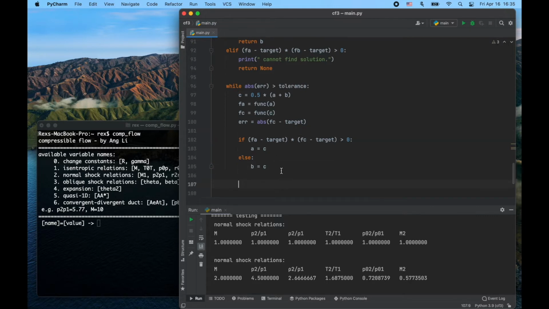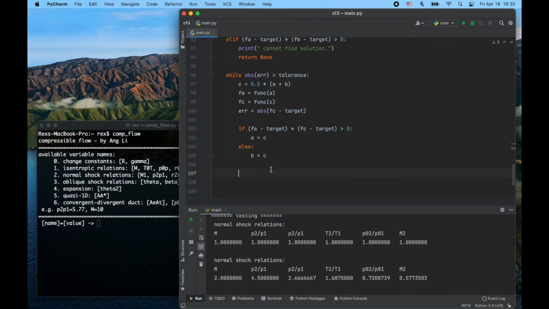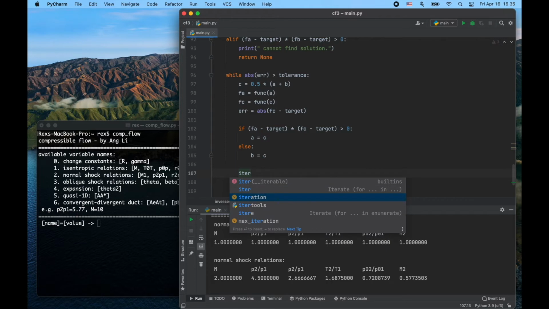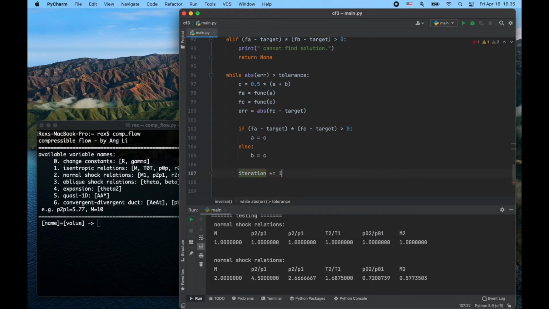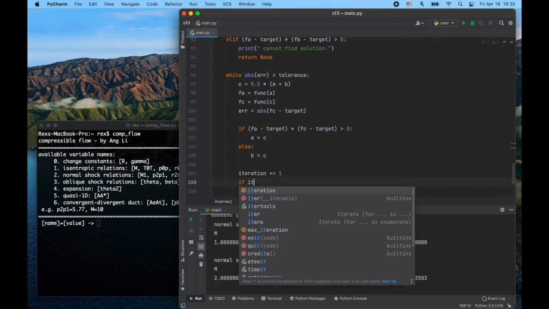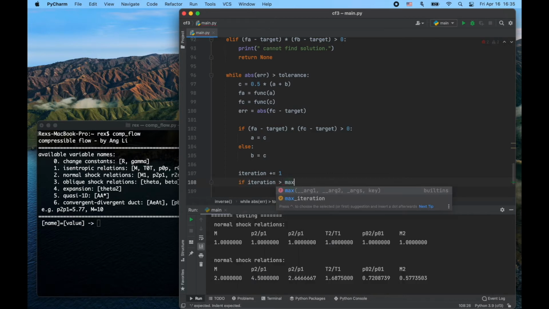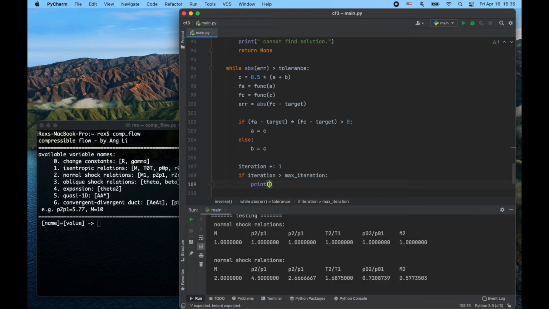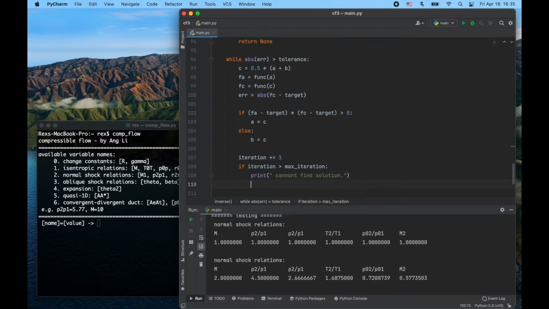However, sometimes we just cannot find the solution, and we have to make sure that there's a way for the program to jump out from the while loop. So we update the iteration number, and we increase it. And if that number is larger than the maximum allowed number, we are going to print out, okay, we cannot find solution, and just return a null value.